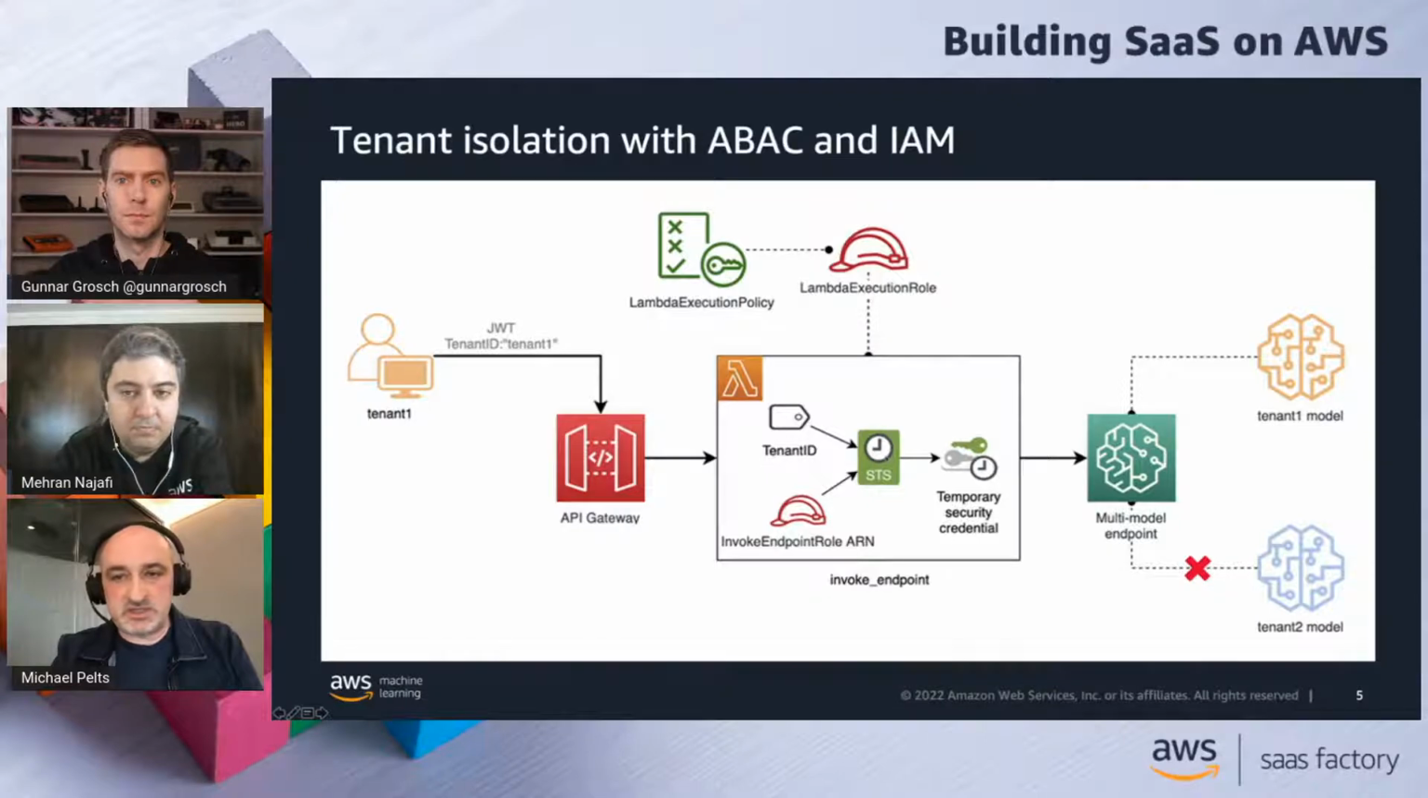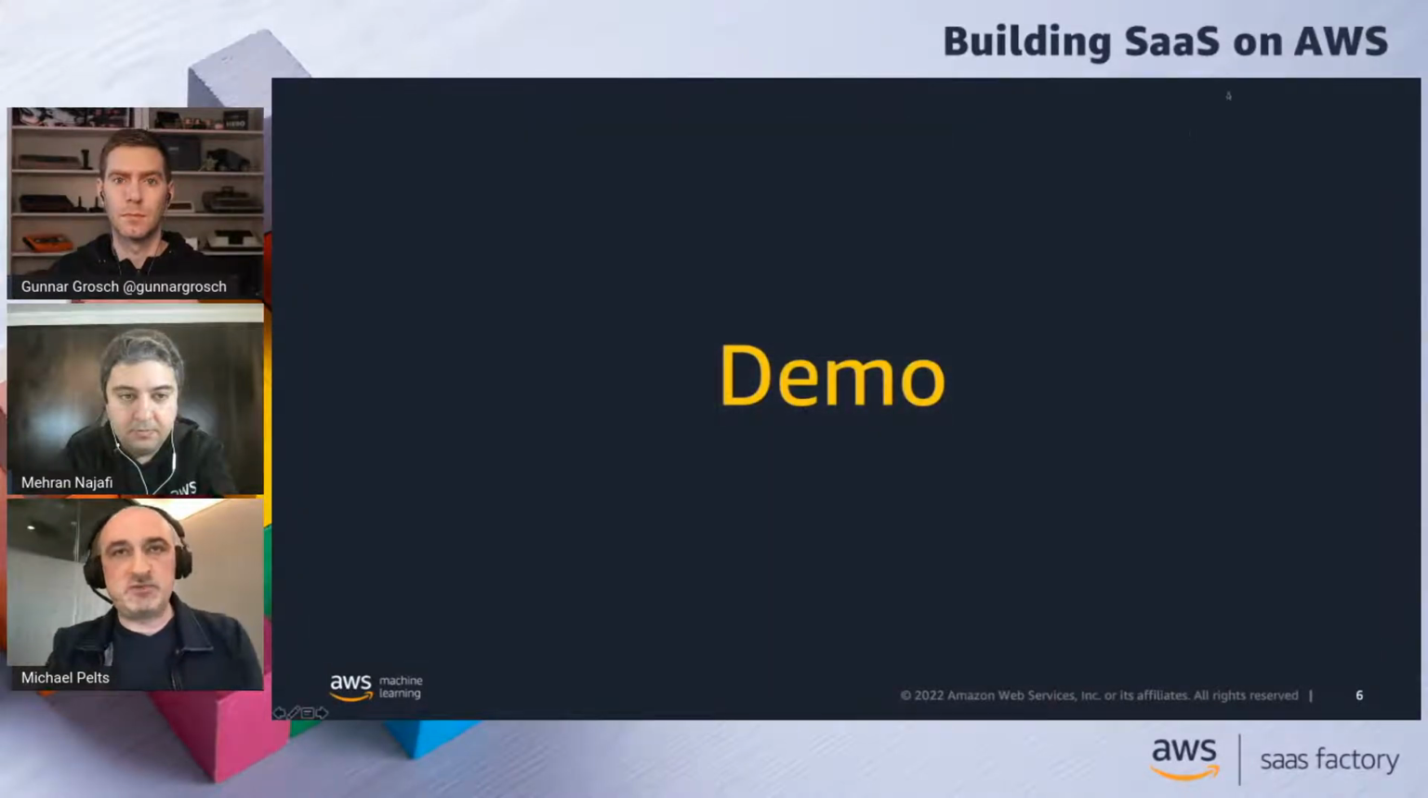The Lambda extracts the tenant ID out of the JWT and passes it as a parameter to the assume role function. By doing so, you attach the tenant 1 tag to a temporary session. Assume role returns temporary security credentials that are then used to invoke the endpoint on the tenant 1 model. If you try to use tenant 2, it will just be denied by IAM. All right, so let me switch to the demo.